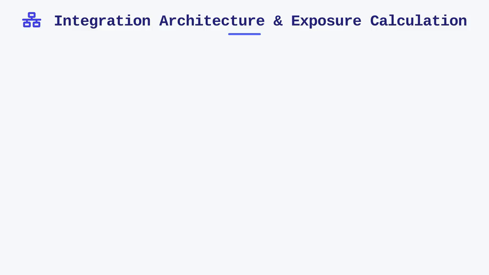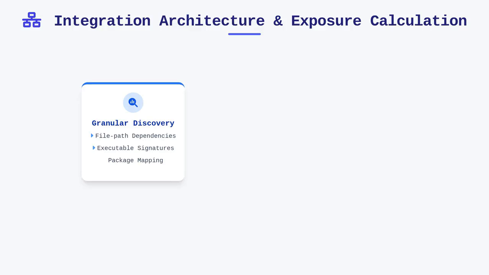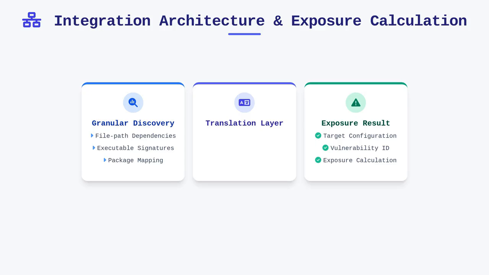The architecture of this integration frequently involves scanning for specific file path dependencies or executable signatures that signify a vulnerable component version. Rather than relying on simple asset names, the engine performs granular package mapping to determine if a specific library or module is actually present on a target configuration item.